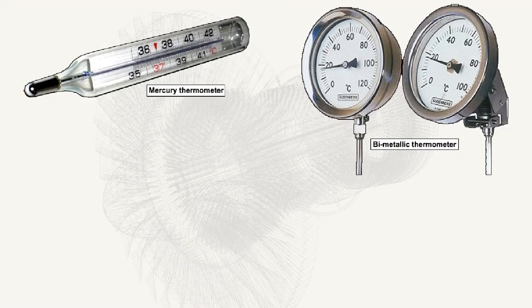the expansion type, which relies on the principle that most solids, liquids, and gases expand and contract with temperature changes. Two examples of the expansion type of device are the mercury thermometer and the bimetallic strip.